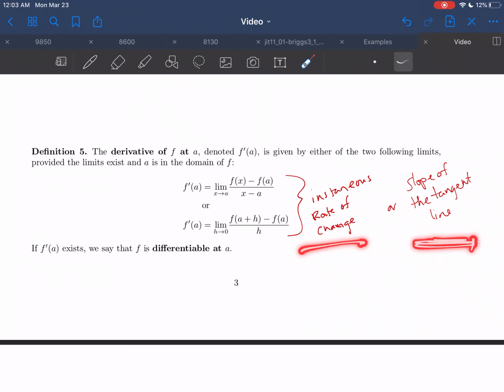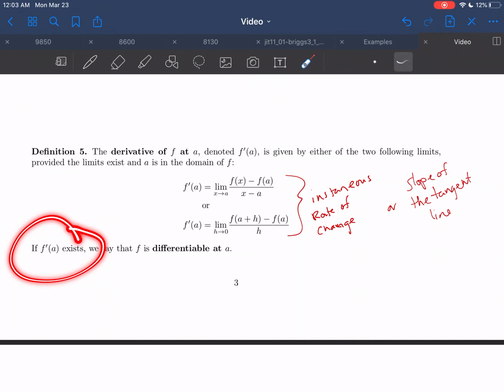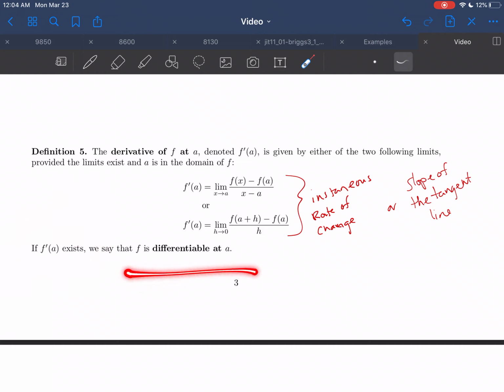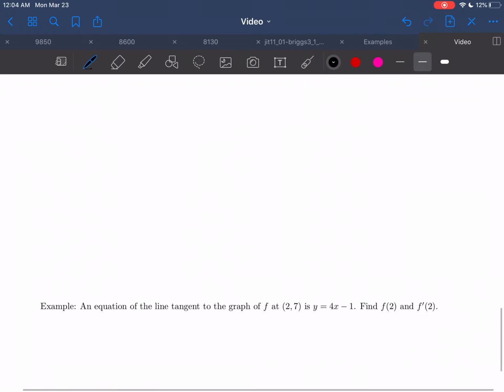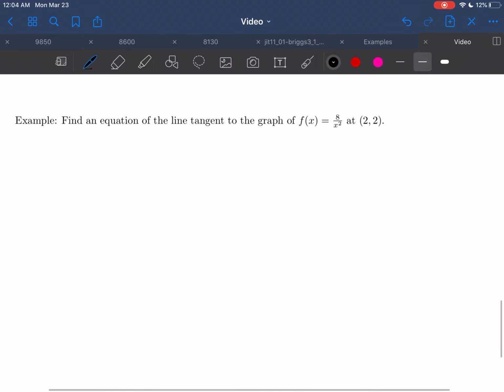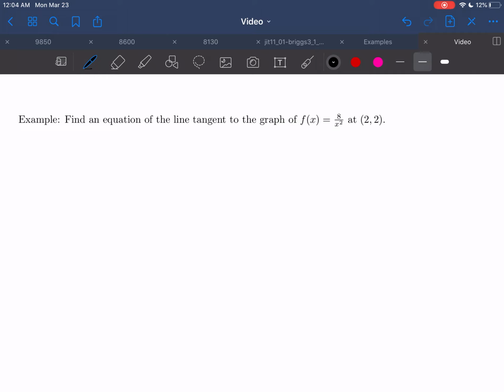Now, if our derivative of f at a exists, then we can say that f is differentiable at a. If the derivative doesn't exist, so one of these limits doesn't exist, or a is not in the domain, we would just say f is not differentiable at a. It could be differentiable somewhere else, but not at a. Now, let's do some examples. We'll do 2 examples, and then there's more examples in the extra examples packet.